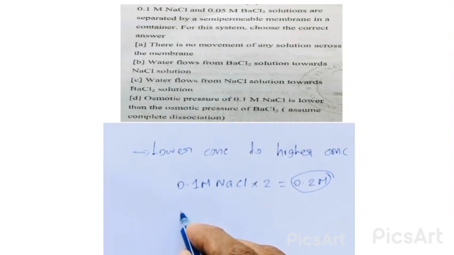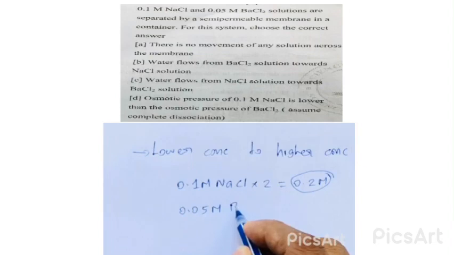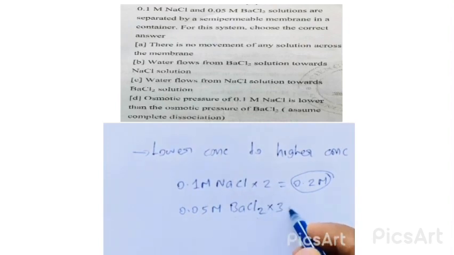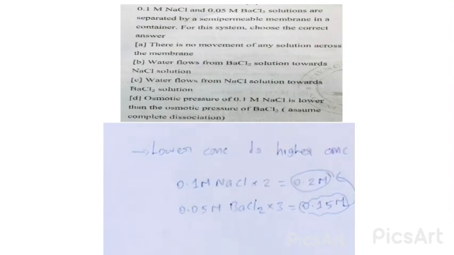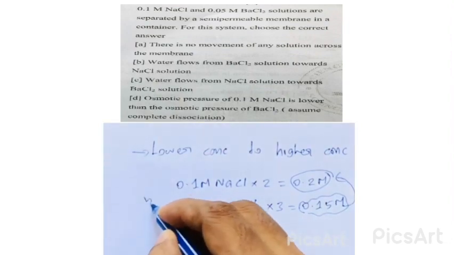Another one, 0.05 molar BaCl2. This BaCl2 will dissociate into 3 ions, so we should multiply into 3. So it becomes 0.15 molar. Here the lower concentration is 0.15 molar. So osmosis takes place from BaCl2 to NaCl. Water flows from BaCl2 towards NaCl. Our option B.